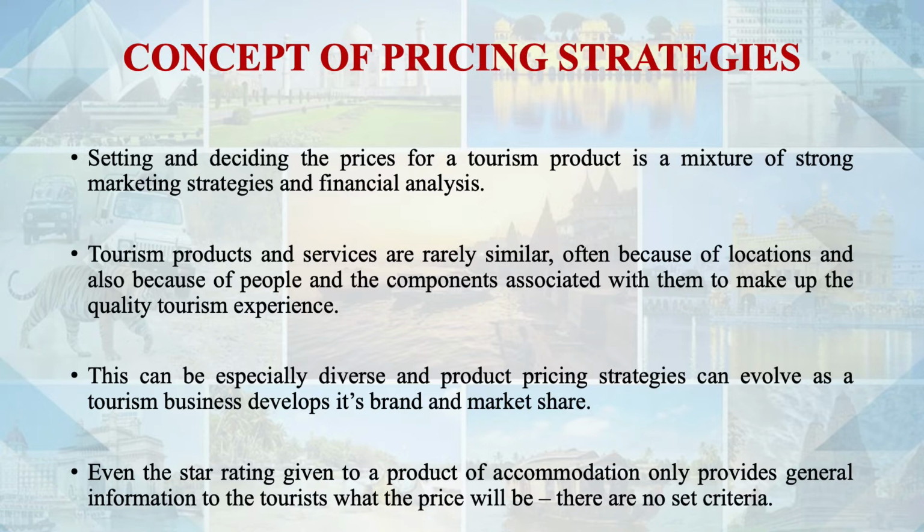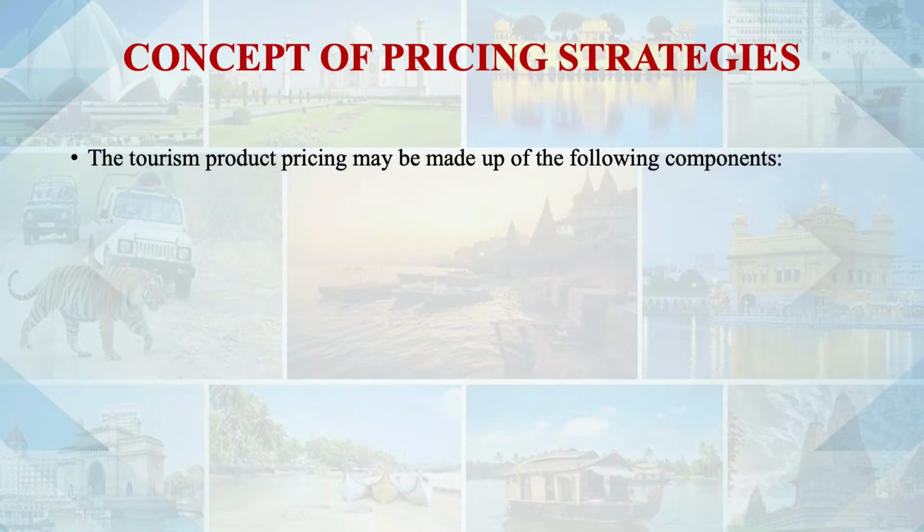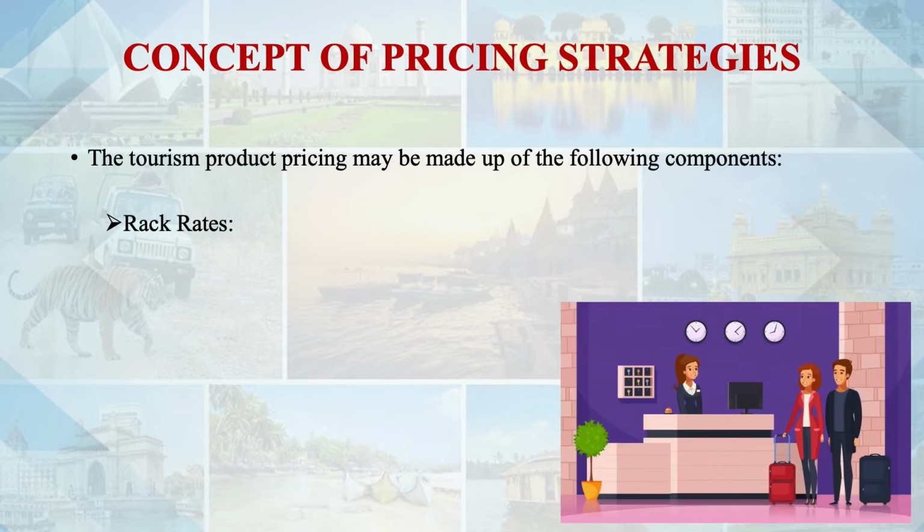Even the star rating given to an accommodation product or a hotel room only provides general information to the tourist about what the price will be, and there are no set criteria for this either. Tourism product pricing may be made up of the following components. The first one is rack rates.